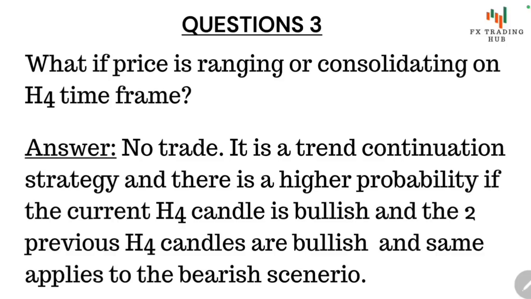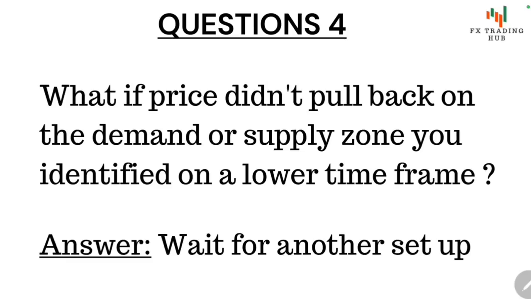If the previous H4 candle was bullish, and in fact if you have two bullish candles before the previous H4 candle, that also adds to the probability of the trade working out, because you are in a bullish phase. So you ensure that if the previous H4 candle is bullish, you are taking buy trades on a lower time frame, and if the previous H4 candle is bearish, you are taking sell trades on a lower time frame. I hope that is clear.